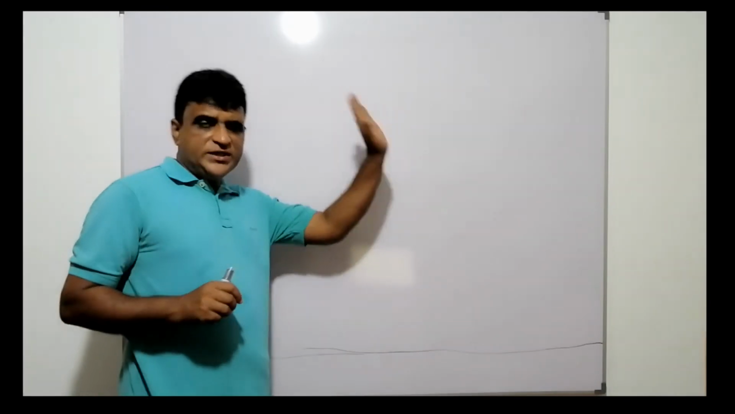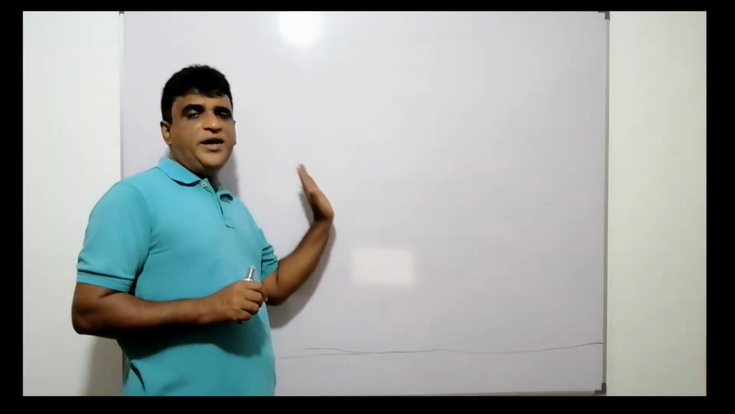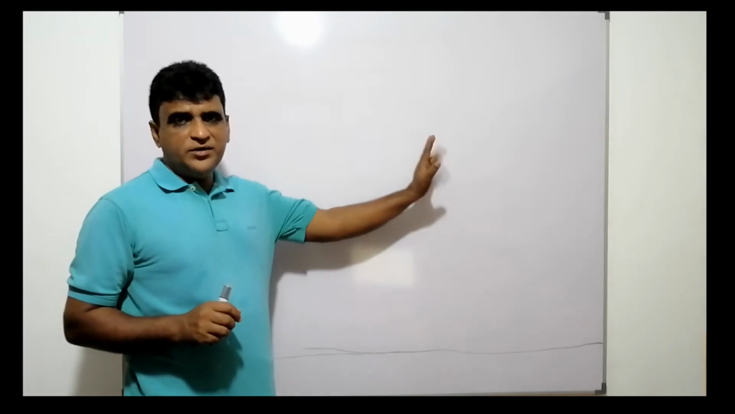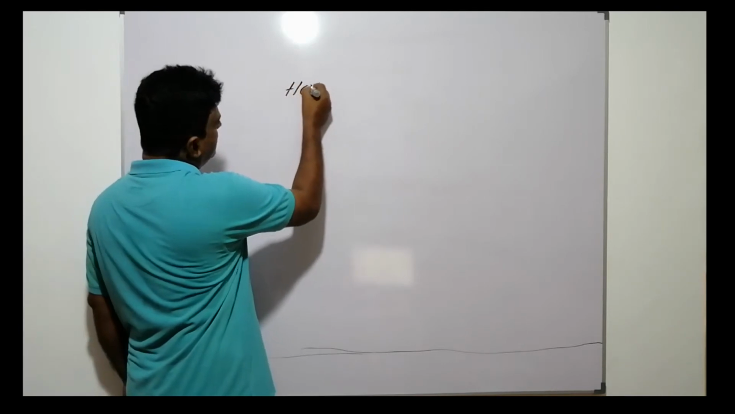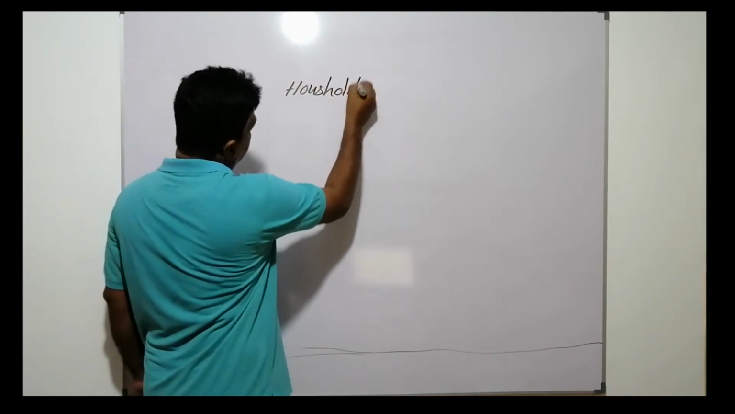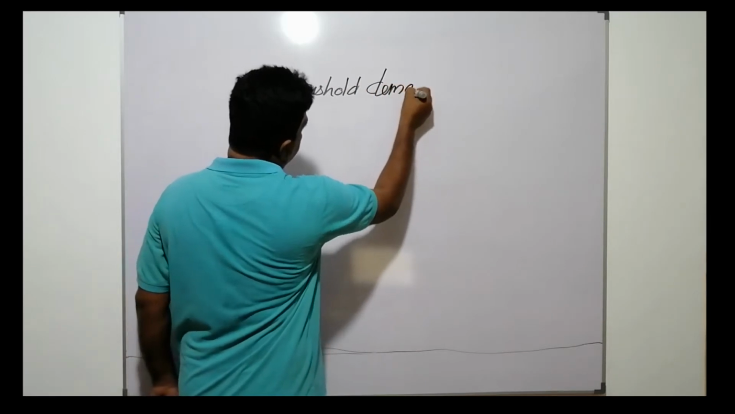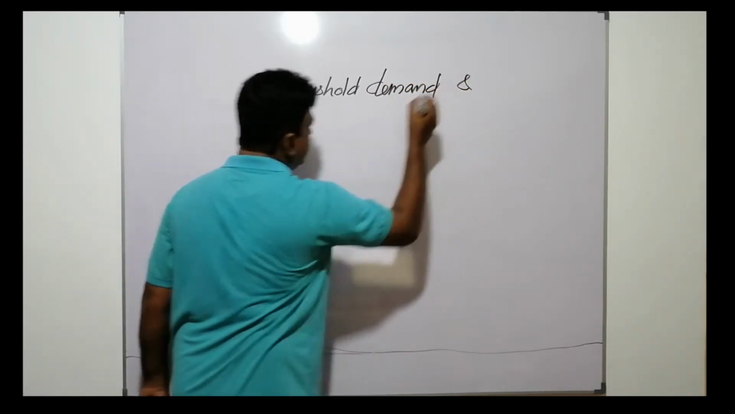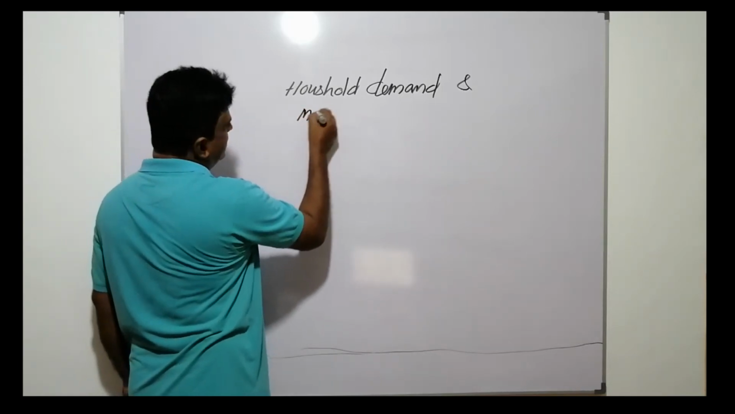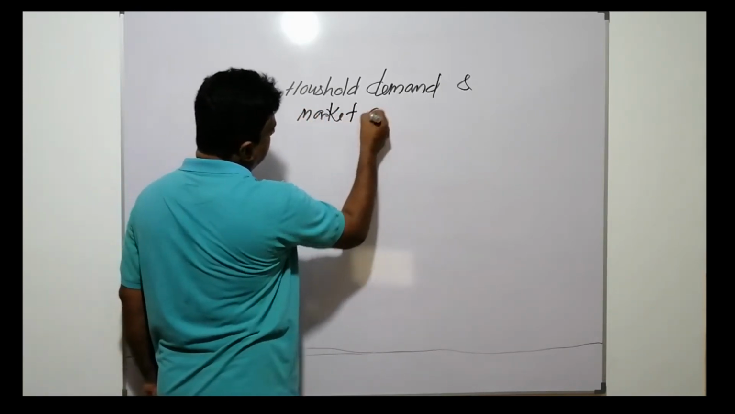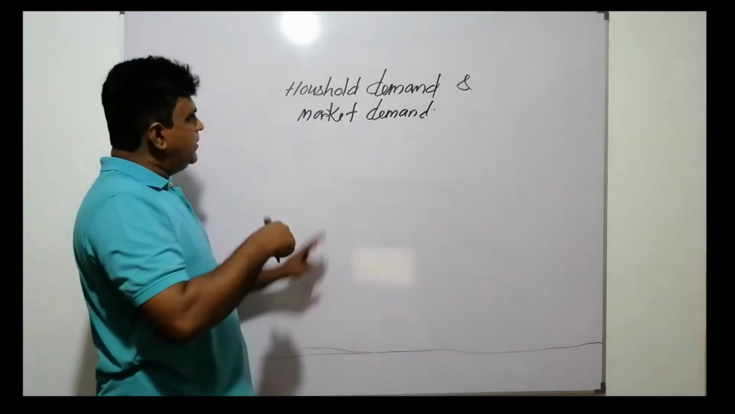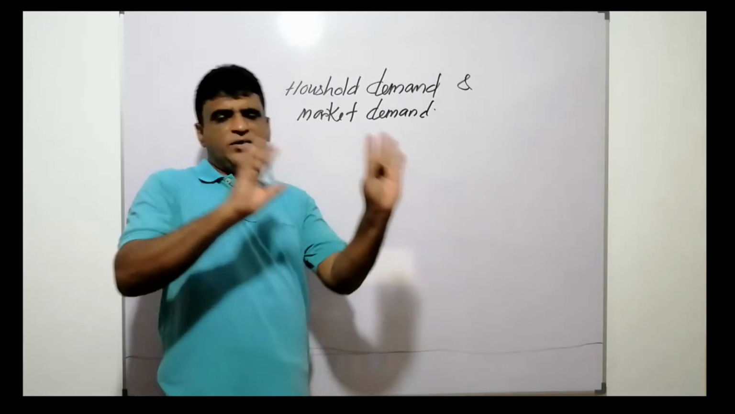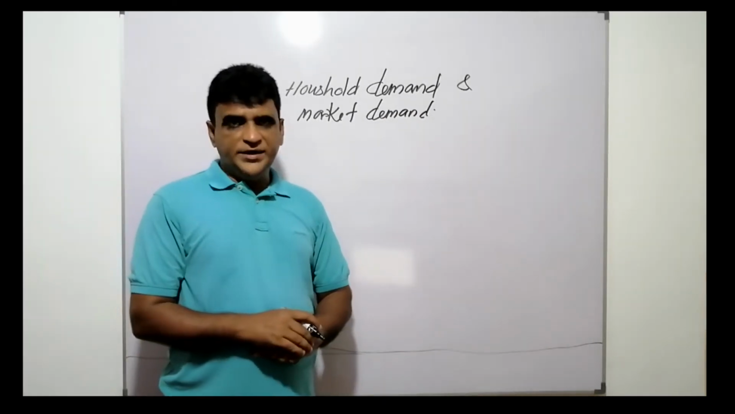We have to understand two concepts: household demand, or individual demand, and the market demand. Two concepts: household demand and market demand. Or we can say individual demand and market demand.